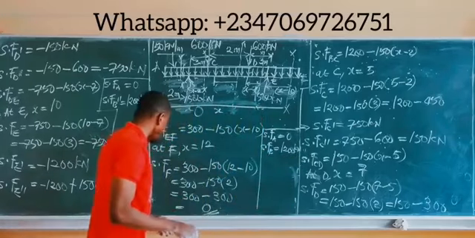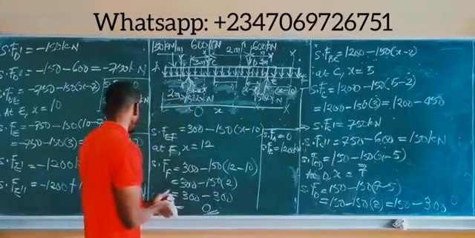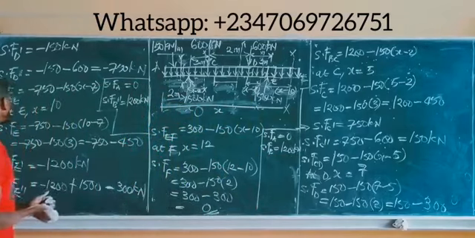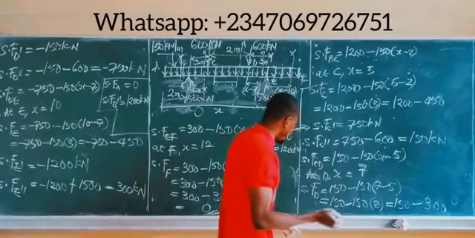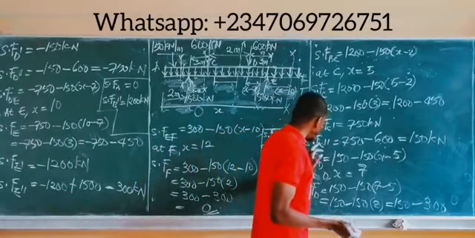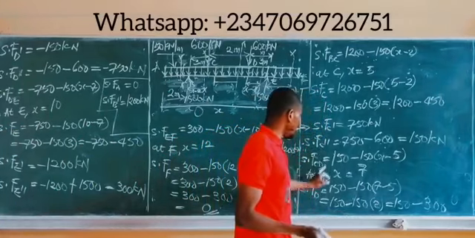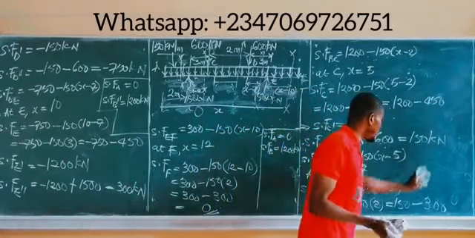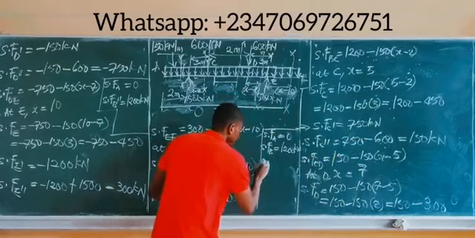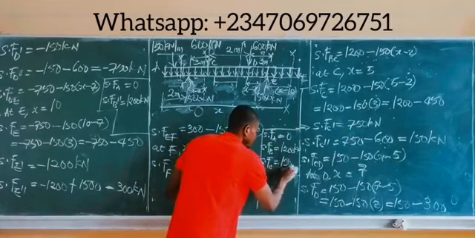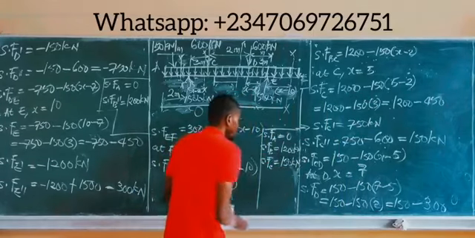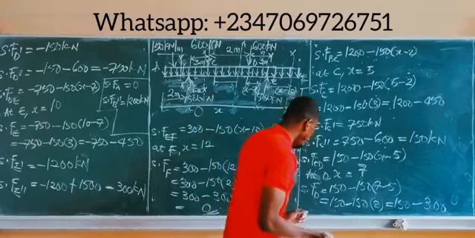Okay. Shear force C. We use C prime for C. Okay, this shear force C prime is equal to 150 kilonewtons. That's shear force C equals 150 kilonewtons.